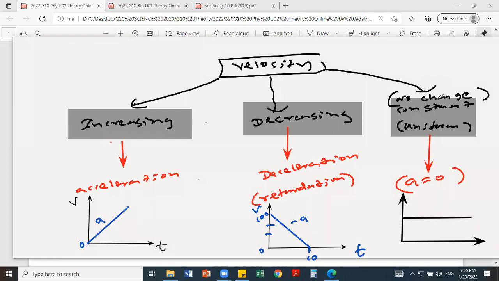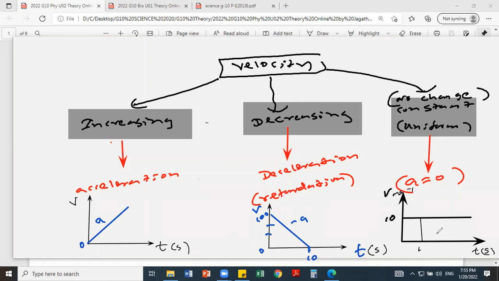If velocity has no change, we call it constant velocity or uniform velocity. If you write here velocity 10, after 1 second also it is 10, after 2 seconds also 10, after 3 seconds also 10. Look here, x-axis time. I put time in seconds within brackets, velocity in meters per second. You learn the units. On the y-axis and x-axis you can write the unit within brackets.